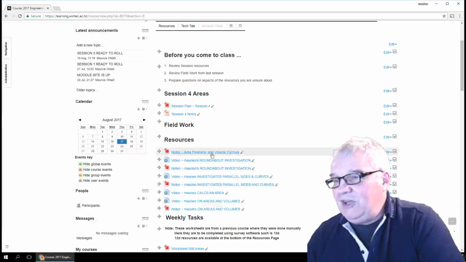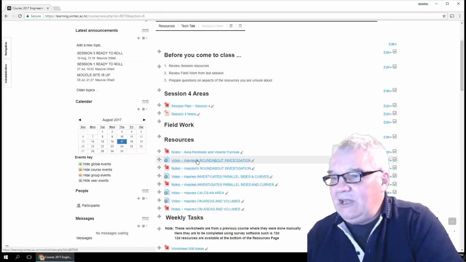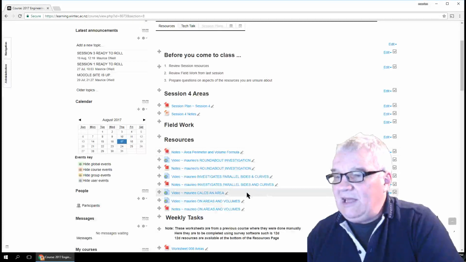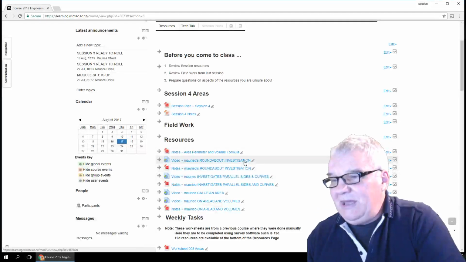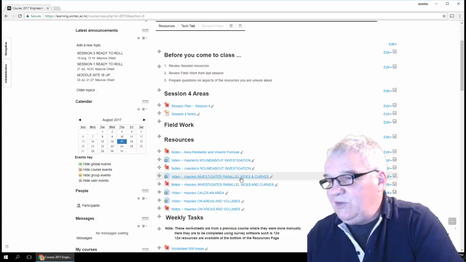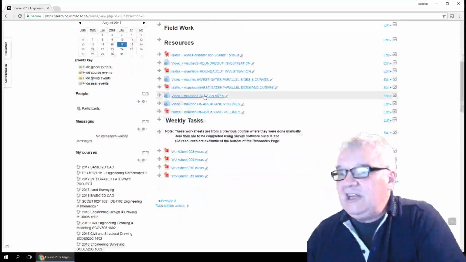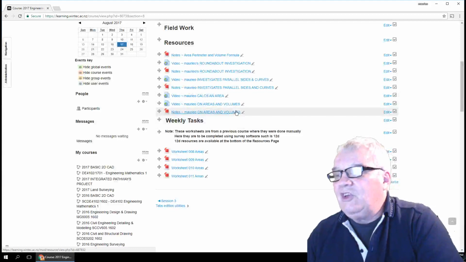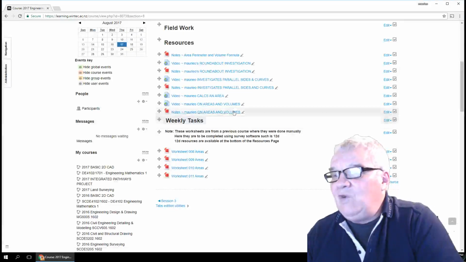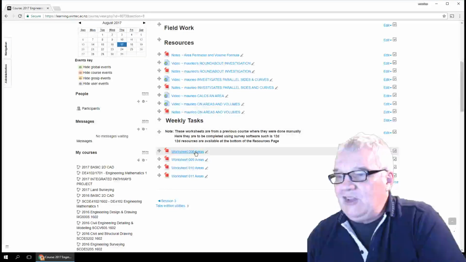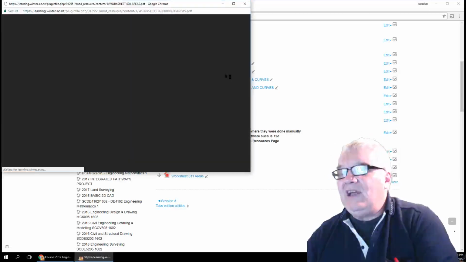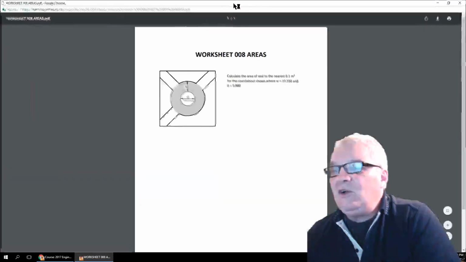Area, perimeter, and volume formula. A video on the roundabout investigation. A video on the parallel sides and curves. Videos on calculating areas, and some notes on areas and volumes. And then these are the worksheets here. I'll give you hard copies of these.